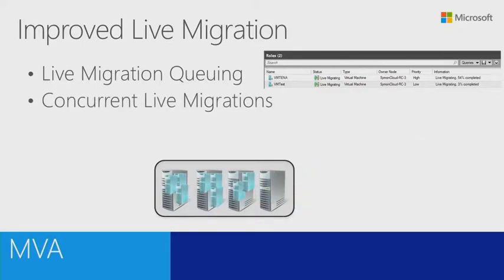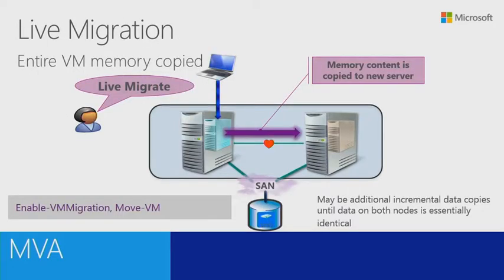Also, you can do concurrent live migrations, as I mentioned before. It's only limited by how much hardware you want to provide. Are you going to use a single gigabit NIC? Are you going to use two 1 gig NICs teamed? Or are you going to use two 10 gig NICs teamed? You tell me what you want to provide. We can live migrate crazy amounts of VMs, but it really depends on the hardware you want to bring to the party. So how does live migration work?